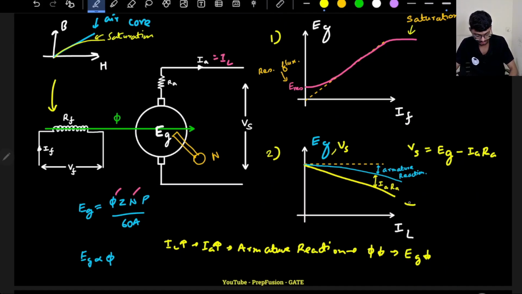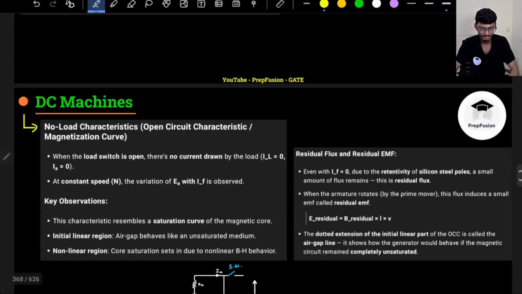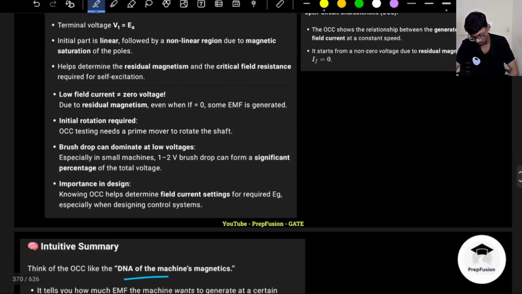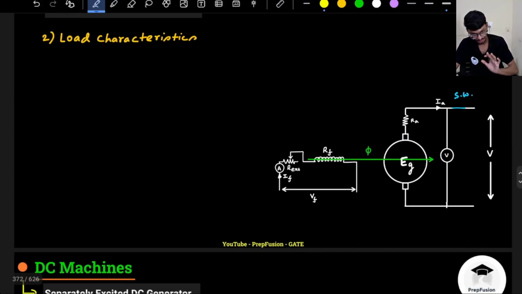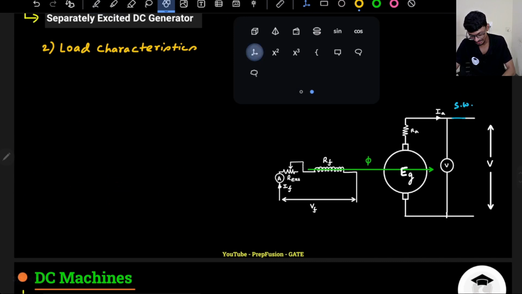And now I will draw the internal characteristics. What will happen? This is the external characteristics. Now I will draw the internal characteristics. What will happen if my load current is there? Sorry for the mistake, please forgive me.